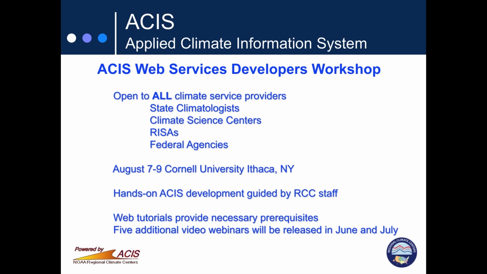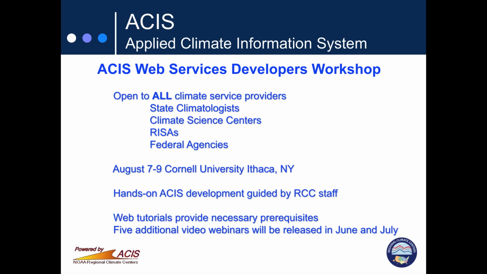To facilitate the use of ACIS web services, a developers workshop is being sponsored by the Northeast Regional Climate Center. The workshop is open to all climate service providers, including state climatologists, climate science centers, RISAs, and federal agencies. We also hope to attract interest from the private sector. The workshop will be held August 7th through 9th at Cornell University in Ithaca, New York.